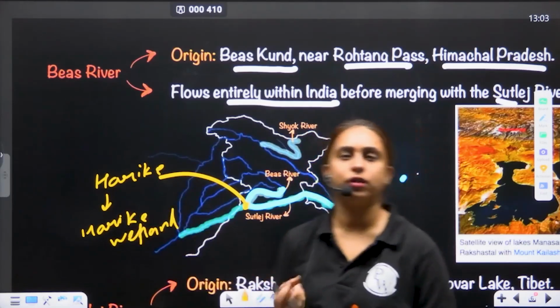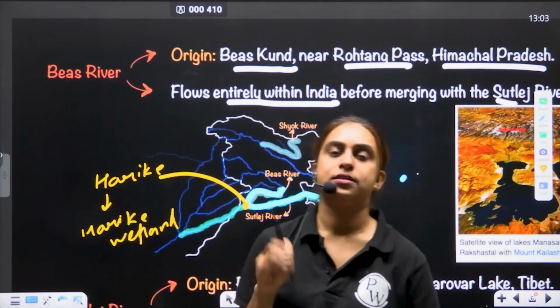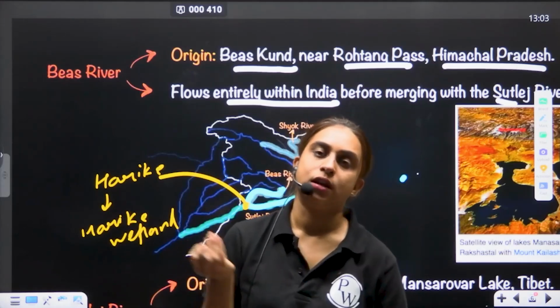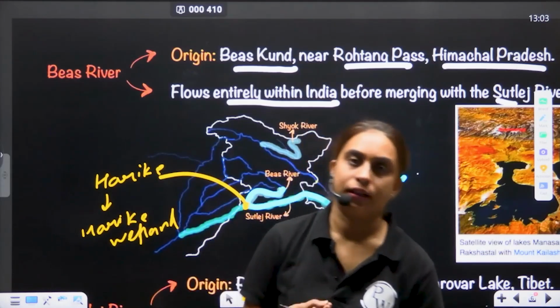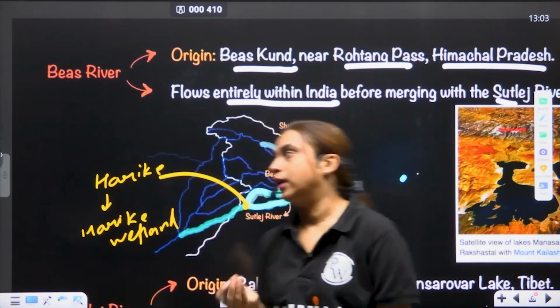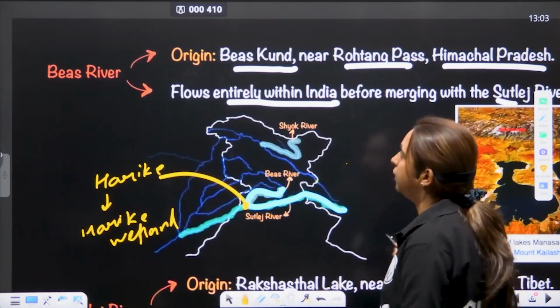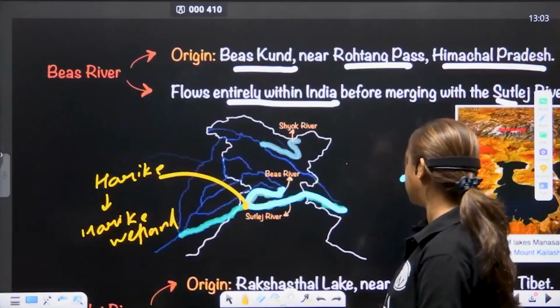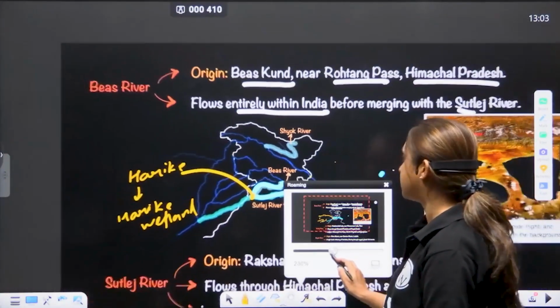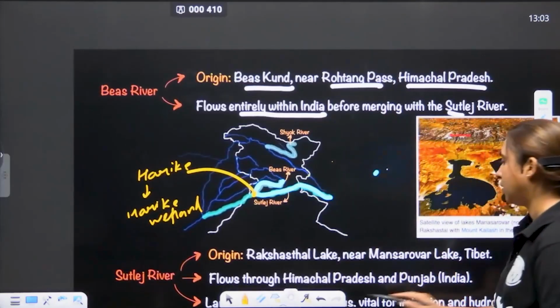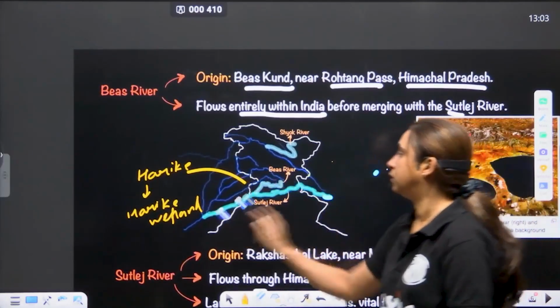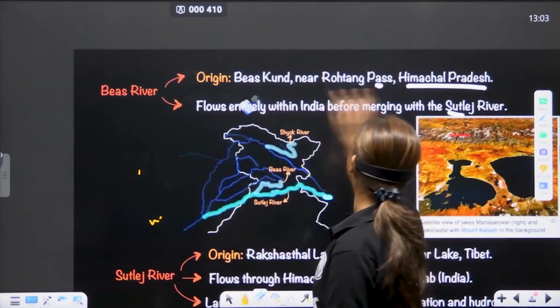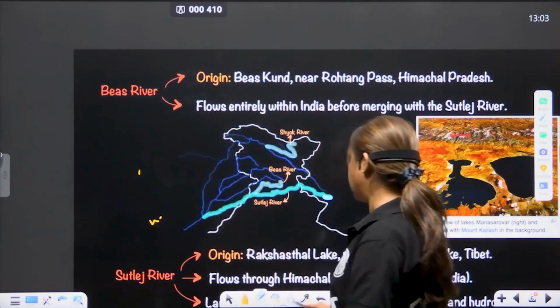So Beas, a cute small river, originating in India, starting from Himachal Pradesh near Rohtang Pass, moving towards Punjab, meeting Sutlej, forming Harike wetlands. This is flowing entirely within India. So this was the Beas river, as we have seen. Now moving on to the next river, that is your Sutlej river.